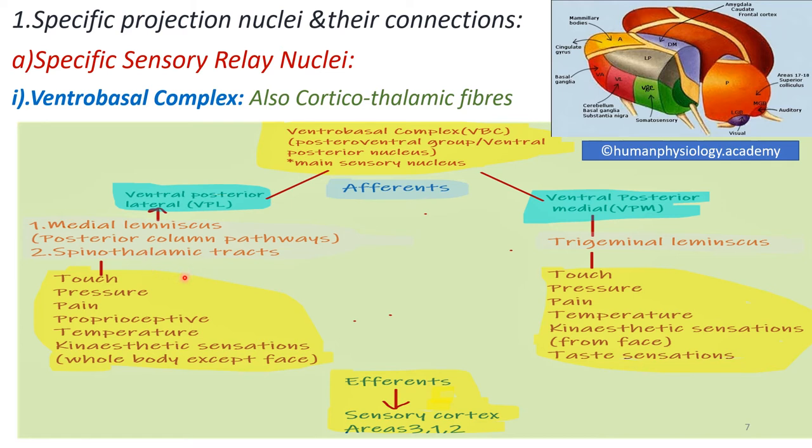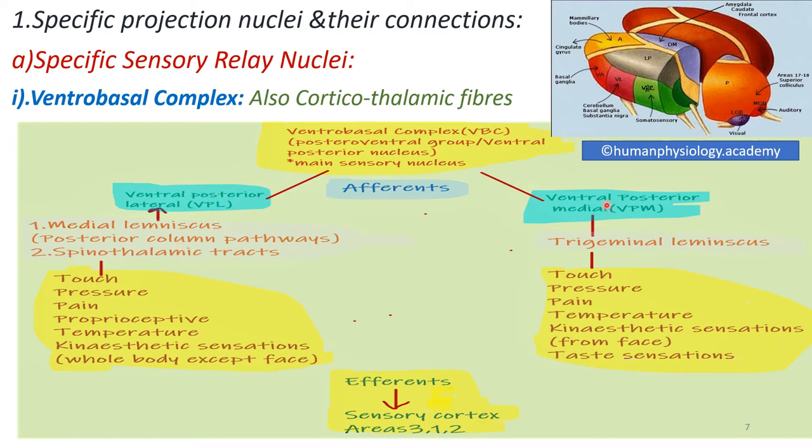If you remember, when we talked of the ascending tracts, we said that the spinothalamic tracts and the posterior column tracts finally ended in the ventrobasal complex, the VPL nucleus of the ventrobasal complex. So all the sensations of touch, pressure, pain, proprioception, temperature, all the kinesthetic sensations, that is the sensation of position and movement, from the whole body except the face, are received by the ventral posterior lateral nucleus. So these first order neurons receive the impulses from the medial lemniscal system and spinothalamic tracts.